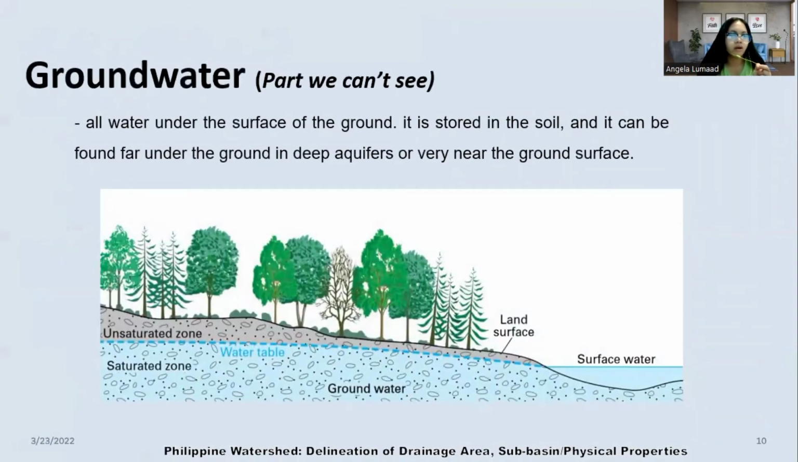Groundwater is all water under the surface of the ground. It's stored in the soil, and it can be found far under the ground in deep aquifers or very near the ground's surface.